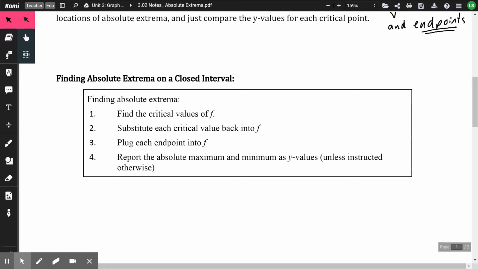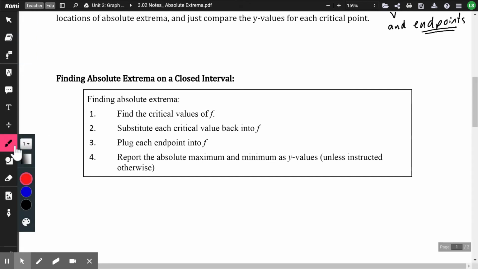Finding your critical values is the exact same as it was finding your first derivative test. So we're going to take our derivative, f prime, set it equal to 0, set it equal to does not exist, and figure out where those critical values are. Now, step number 2 and number 3 are going to go hand in hand. We're going to substitute each critical value back into f, and plug each endpoint into f. And we're going to make a simple table to illustrate all of those different values we're plugging back in, and we're basically just going to compare their y values.